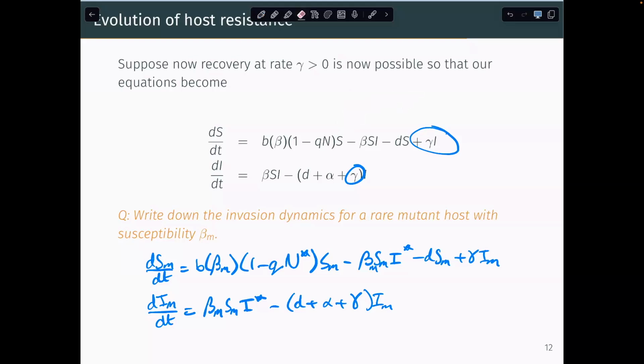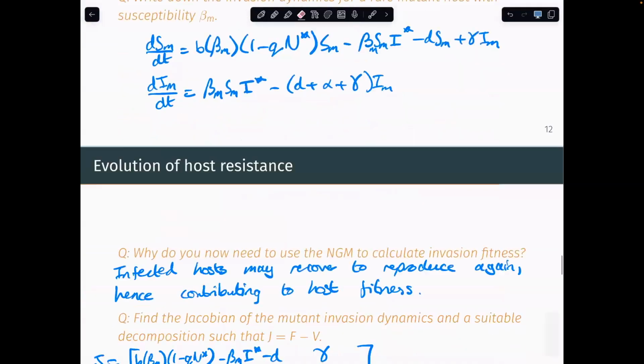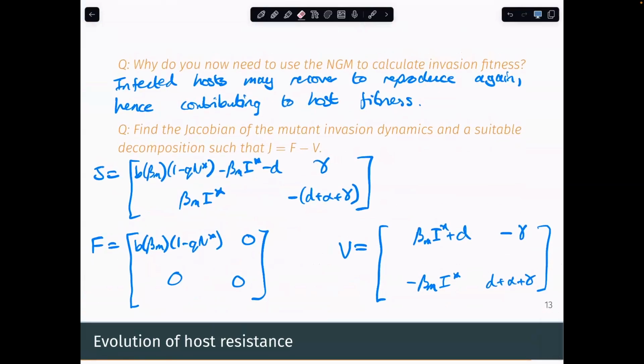So now when we write down our invasion dynamics, we have to account for the next generation. So our invasion fitness has to account for susceptible individuals who are producing new susceptible individuals. We also have to account for infected individuals who, during the course of their lifetime, will go back and produce more susceptible individuals. They're not producing them whilst they're infected, but they could recover in future. So we should expect a certain amount of flow, if you like, back from this IM class into this SM class, which then allows them to reproduce. Because they're able to recover and reproduce again, we have to account for this. So now in our invasion fitness, we would look at our Jacobian, and then we need to decompose this. Think about what these decompositions are like.